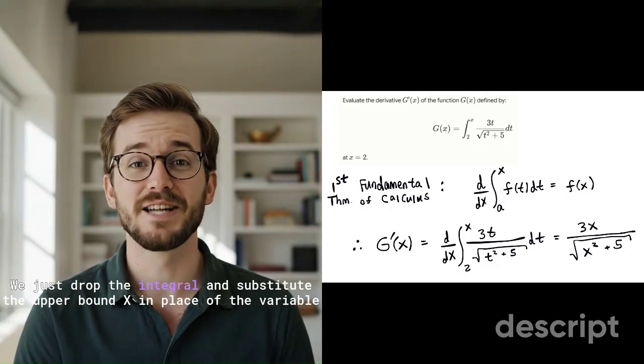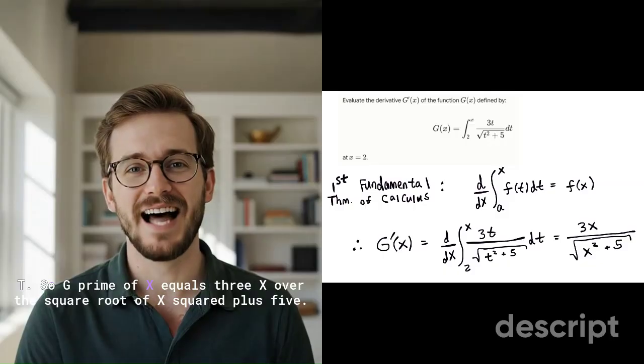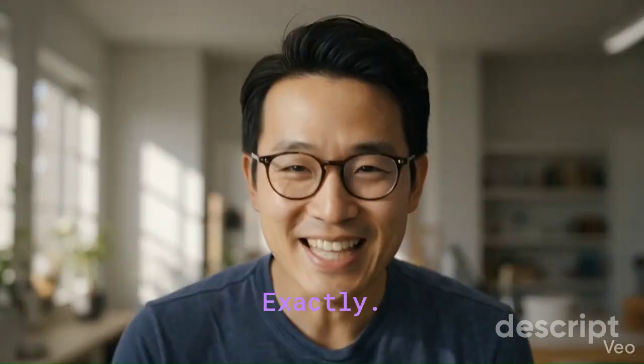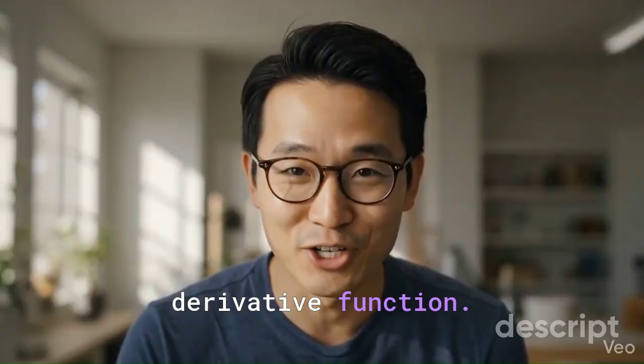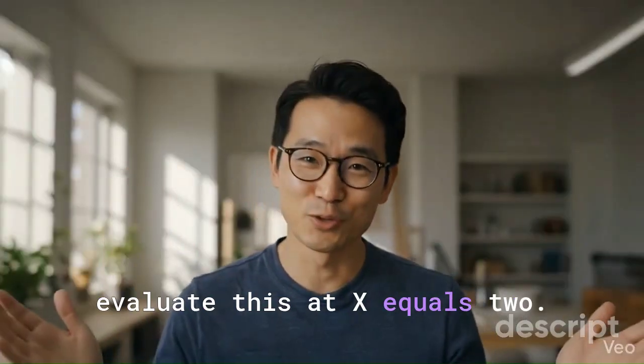We just drop the integral and substitute the upper bound x in place of the variable t. So g prime of x equals 3x over the square root of x squared plus 5. Exactly, you've got the general derivative function. Now, the problem asks us to evaluate this at x equals 2.